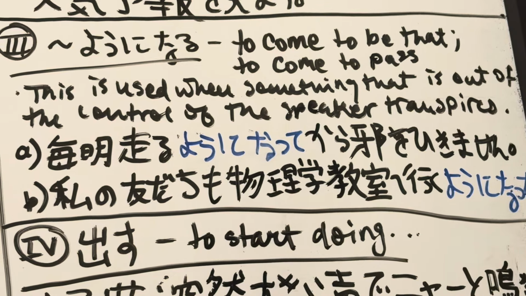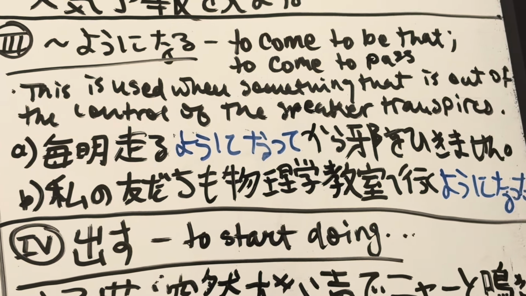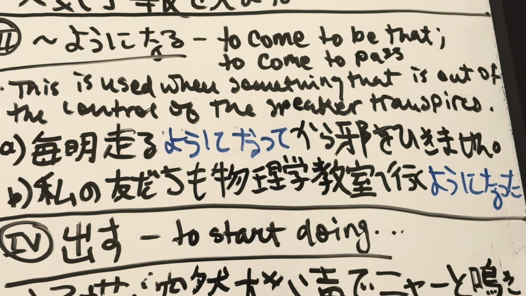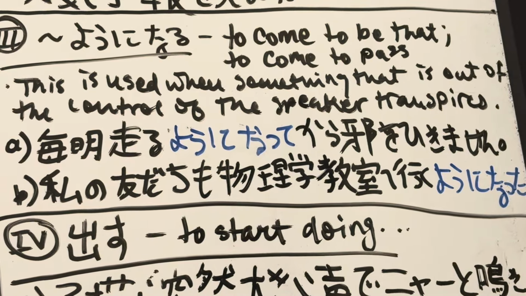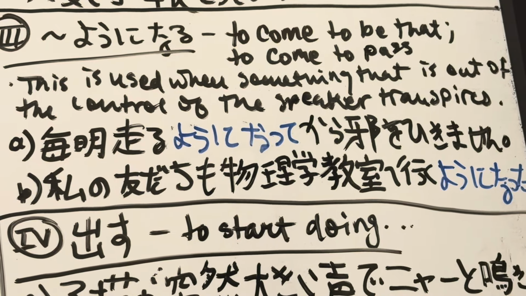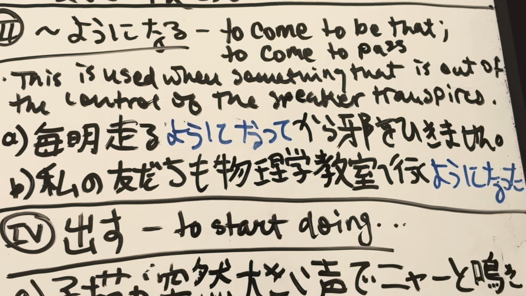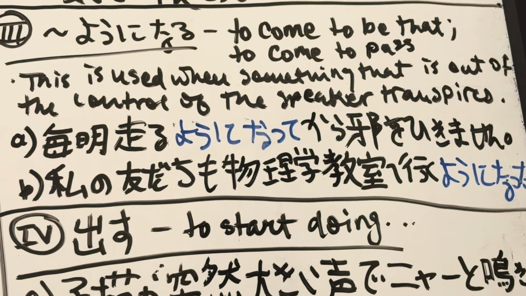So, 毎朝走るようになってから風邪をひきません. So this sentence at first seems a little bit difficult to translate. So every morning, 毎朝走るようになって, come to be that to run, kara after, because we use the te kara form.